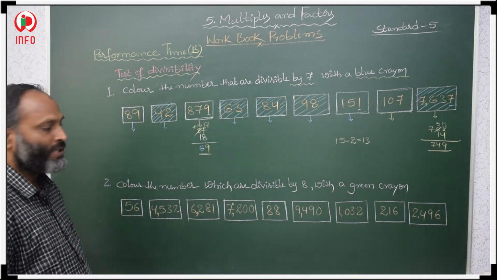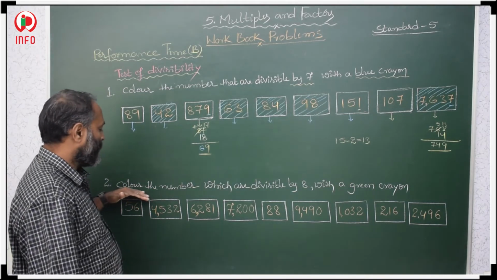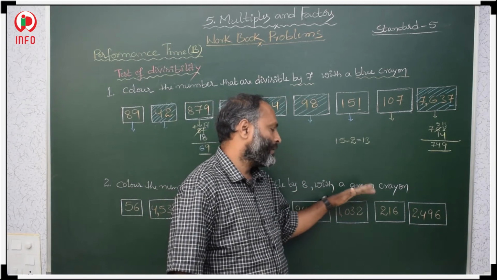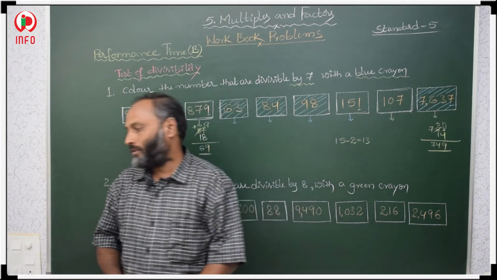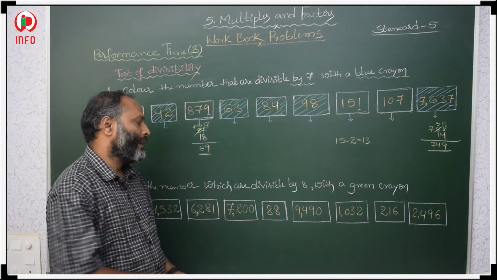Then you go for your second question. What is there in the second question? What he asked: color the numbers which are divisible by 8. 8 divisibility. Also, we use a green crayon. Which crayon do we have to use? Green crayon we have to use.